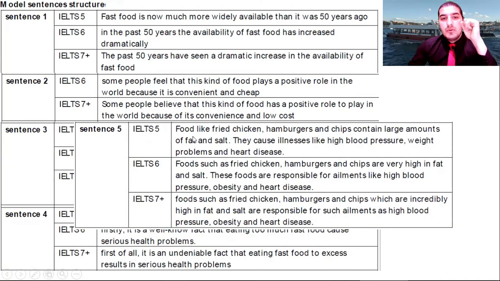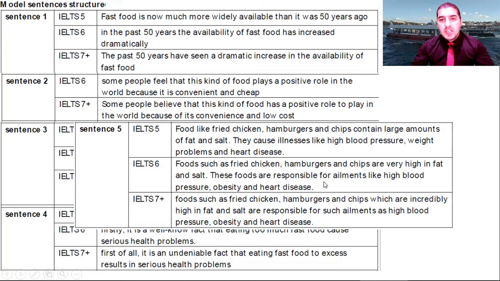Sentence 5: food like fried chicken, hamburgers, and chips contain large amounts of fat and salt. They cause illness like high blood pressure, weight problems, and heart disease. So, okay, what is the problem with this again? Too easy, too simple. It's not academic. And the vocabulary is too easy at the same time.